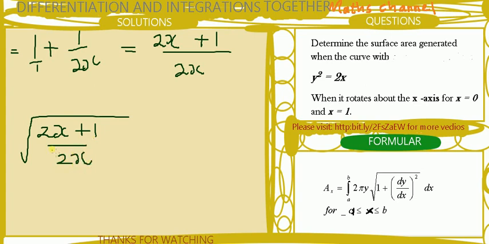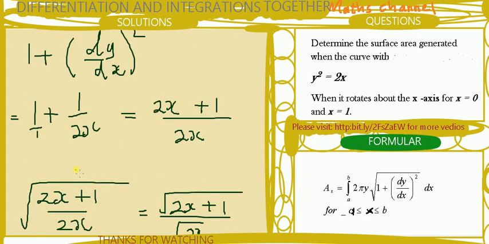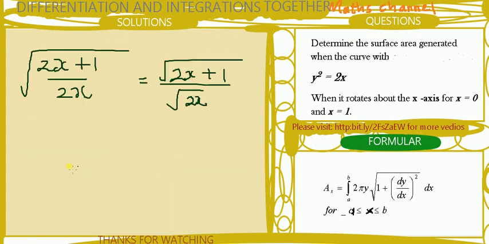The square root can be split, putting it on the top and the bottom part. So we have the square root of 2x plus 1 over the square root of 2x. Now we are done with the square root part. As you can see, it's rotated about the x-axis, so we'll put the value of y here, making y the subject of the formula, which we already did. So we are going to the equation now. We have to put everything there.